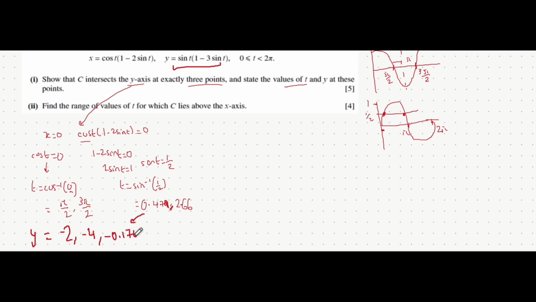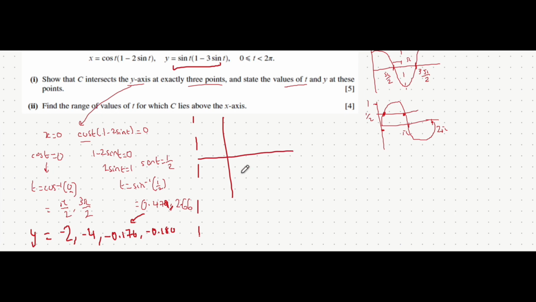And lastly, when you put t equals 2.66 into this expression, you get y is equal to minus 0.180. Perfect. Let's now move on to part 2 of the question, where it gets a bit more difficult. It says find the range of values of t for which C lies above the x-axis.